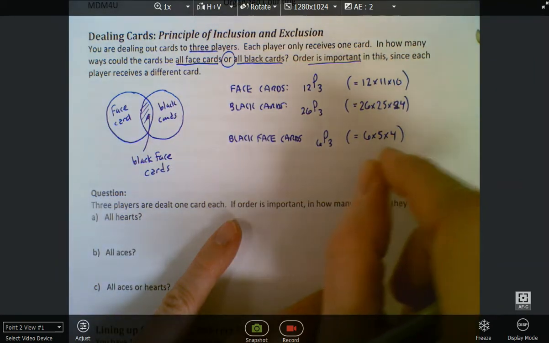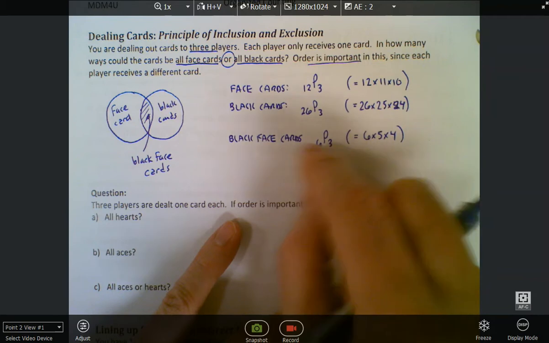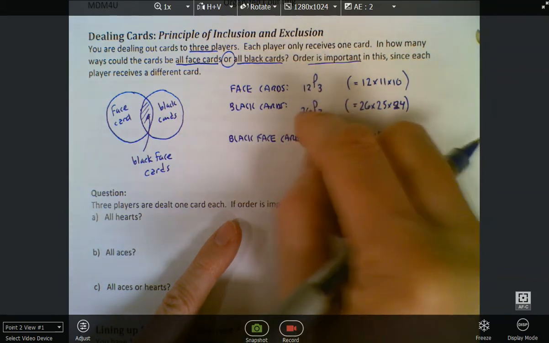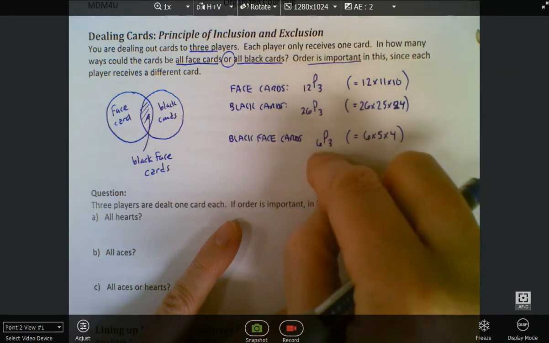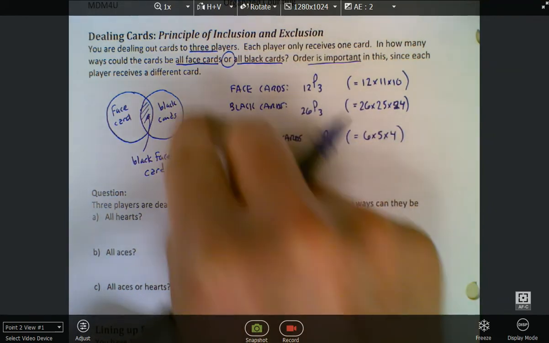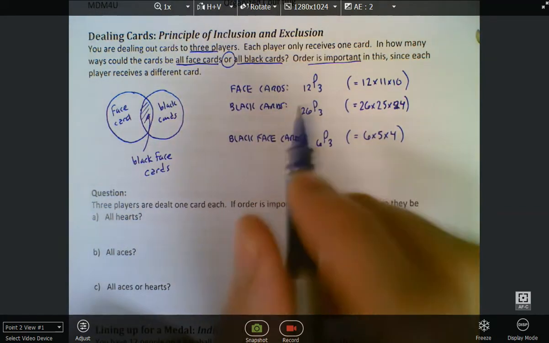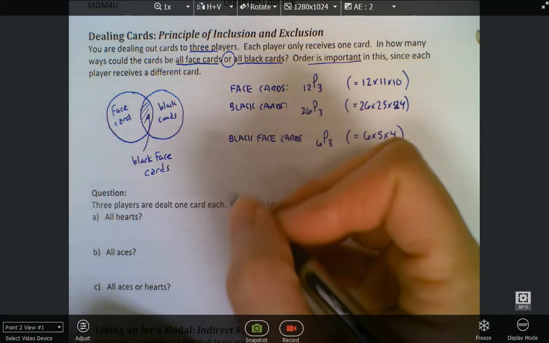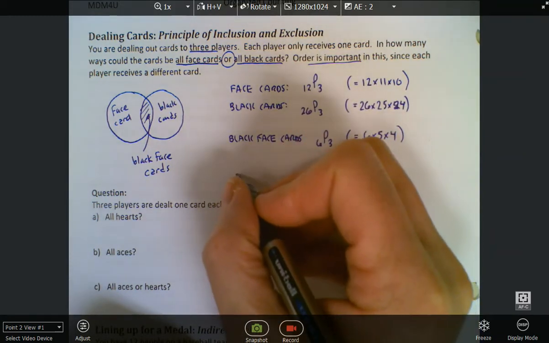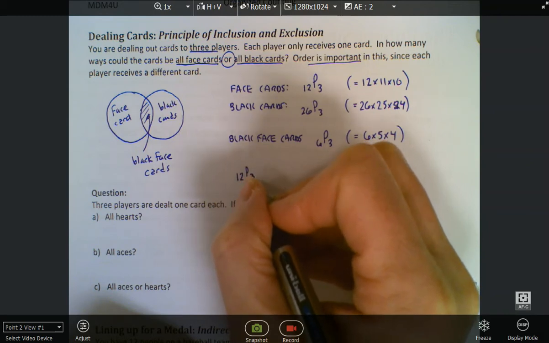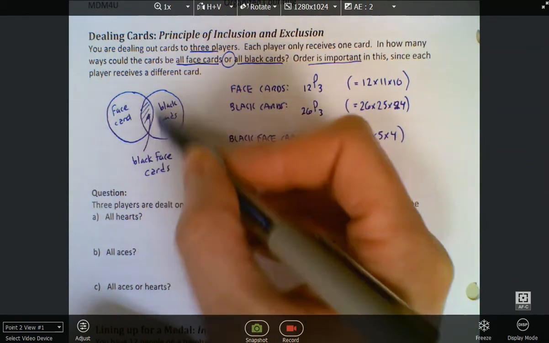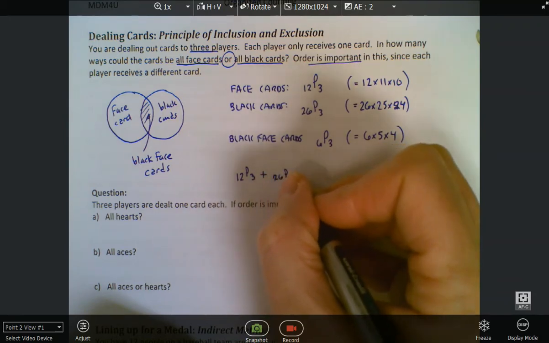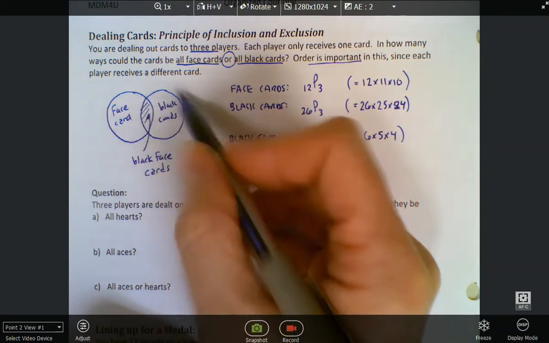So again, this is the number of arrangements of black face cards that could be dealt. This is the total number of arrangements of face cards, the total number of arrangements of black cards, and the intersection of them. So using the principle of inclusion and exclusion that we learned before, the total number of ways where the order matters of doing this is 12p3, the number of face cards, plus the number of ways of dealing out the black cards.